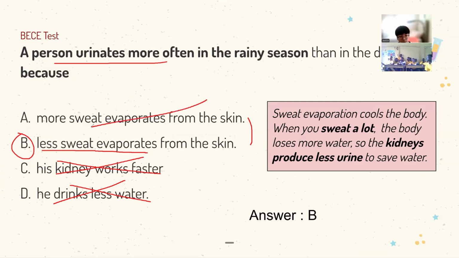A is not the answer because if more sweat evaporates from the skin, then there will be less body fluid in our body. So we will urinate less. So that's why the answer is B. When you sweat a lot, the body loses more water. So the kidneys produce less urine.